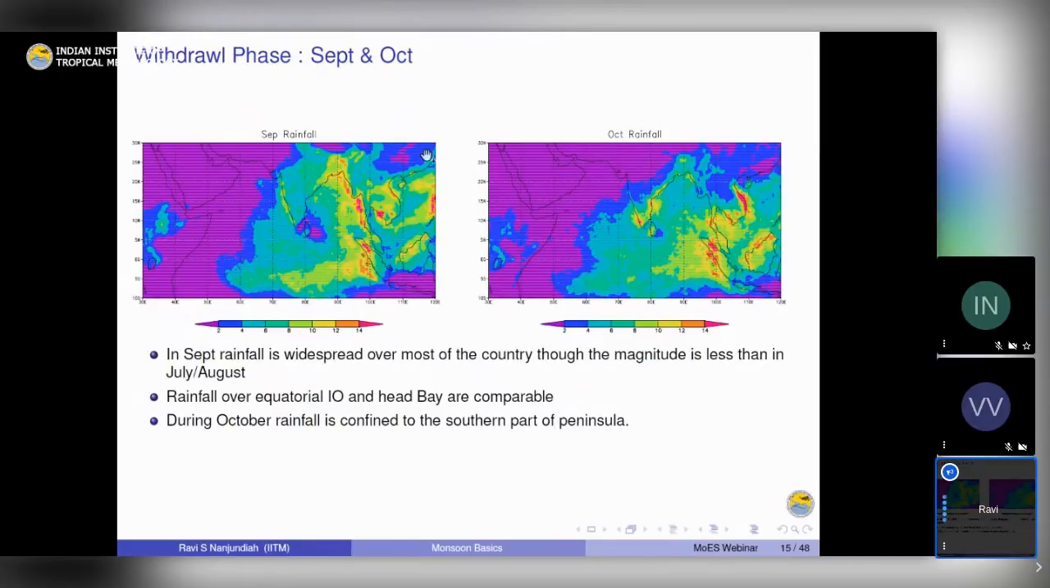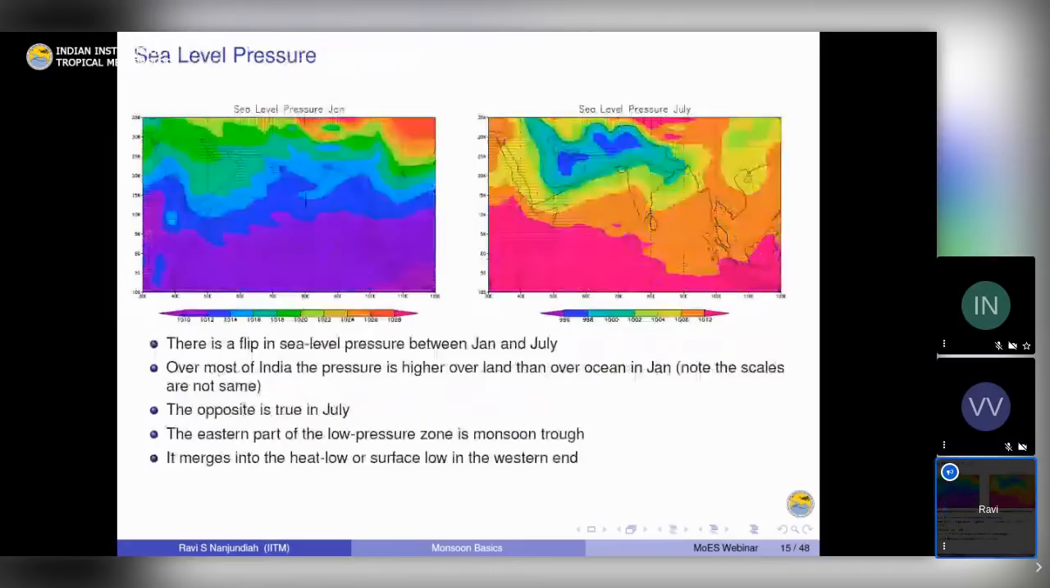But if you look at September, then you see that there is still some rain along the Western Ghats and also certain parts of the monsoon trough, this region which we call the monsoon trough, and also in the northern Bay of Bengal and adjoining eastern and northeast India. So this is the withdrawal phase. What we have seen is the onset phase, the peak phase, and the withdrawal phase.